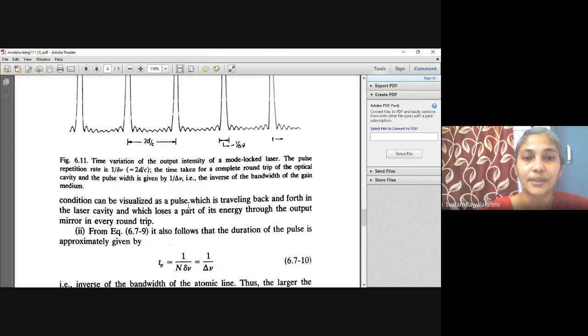That means whenever we can observe the light traveling back and forth in the laser cavity, some of the energy can be lost through the output mirror in every round trip. For each and every round trip, we can observe a loss through one of the mirrors. So that is the loss.